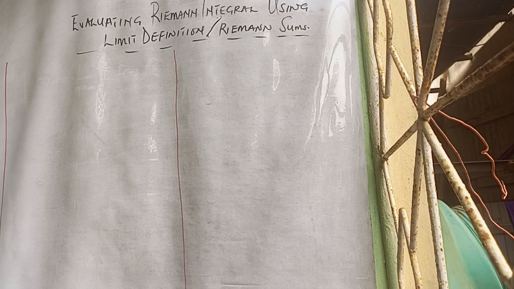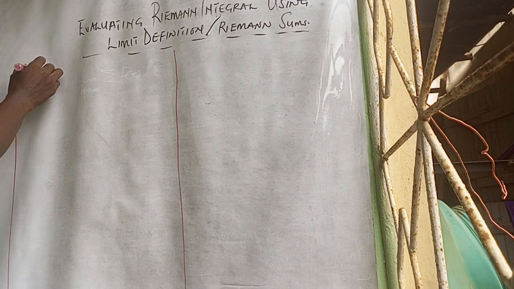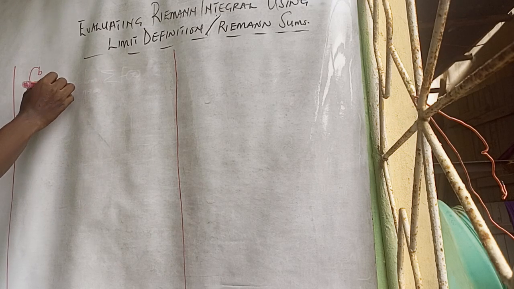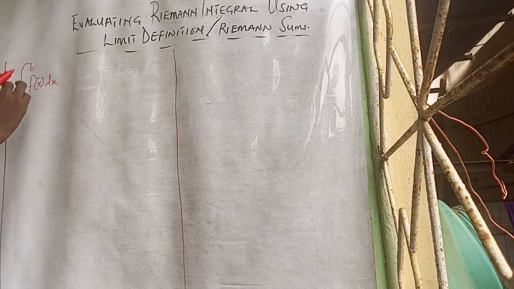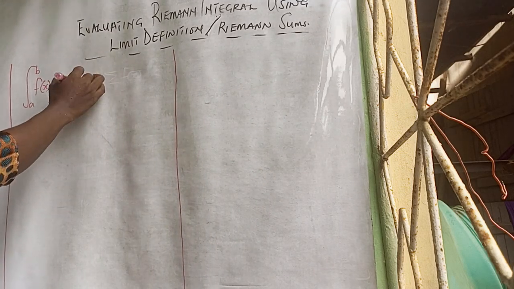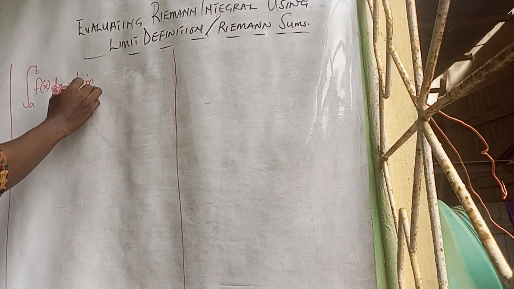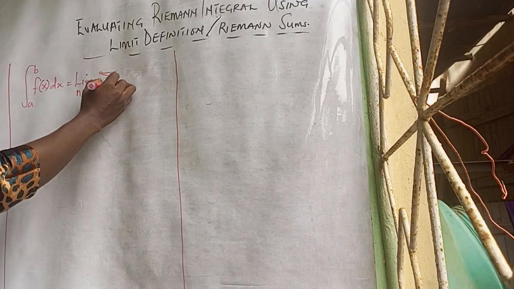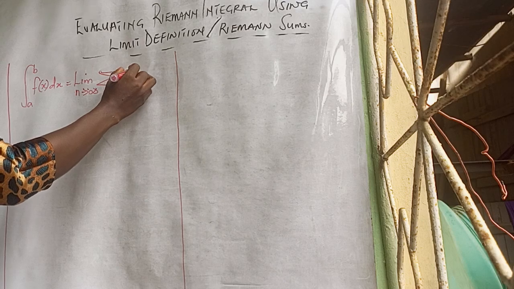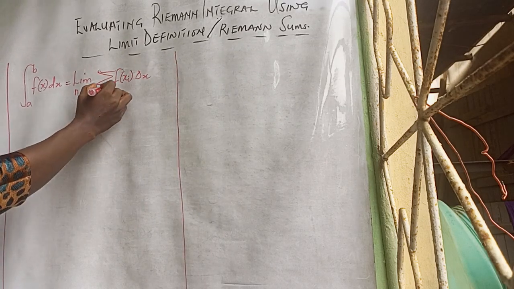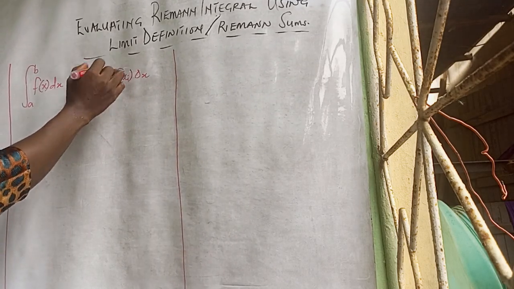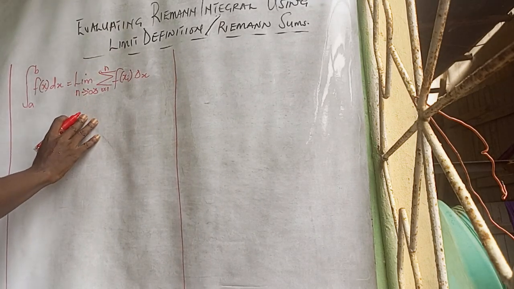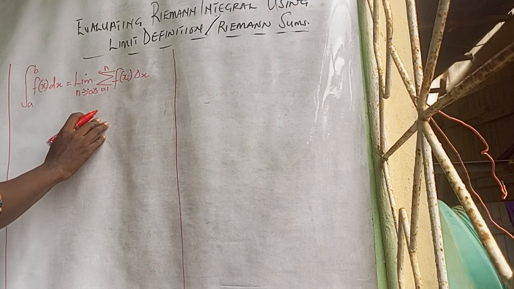Remember in the last video, we said that our Riemann integral, that is the integral of the function f of x from a to b, is what? The limit as n tends to infinity of the summation of f of x sub i delta x as i moves from 1 to n. We'll be using this to solve an example today on Riemann integral.